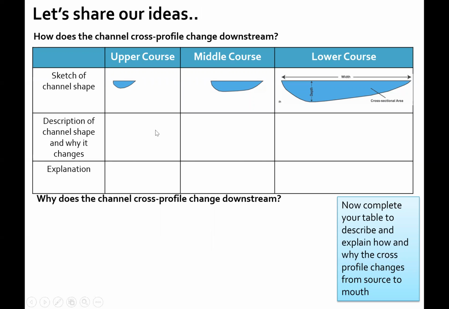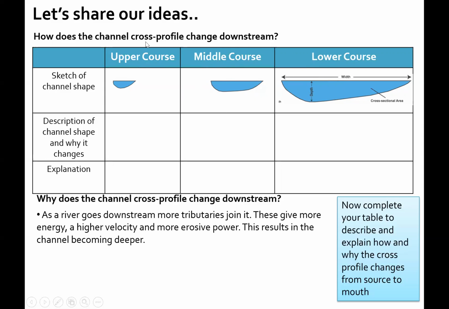We're now going to fill in the description. So I want you to describe the shape in the upper course, the middle course, and the lower course. You can then start to explain why. So why does the channel look the way it does here? Why does it get wider? Why does it get deeper as you go downstream?